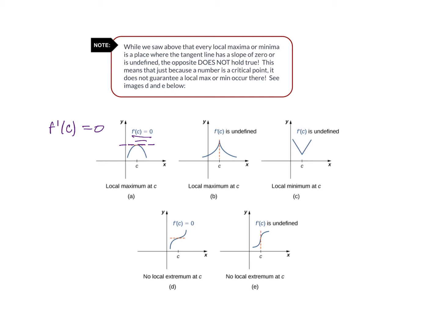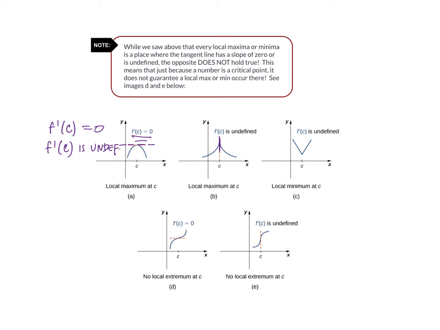In the second scenario, we have another local maximum at C. But in this case, our graph comes to a point, doesn't it? And if it comes to a point, we can't draw our tangent line horizontally. We actually have a tangent line that's vertical. All right. And if a tangent line is vertical, what kind of a slope does it have? It's undefined, isn't it? A vertical line has a slope that's undefined, so we can write f prime of C is undefined. Likewise, with C, we have a local minimum, but again, f prime of C is undefined in that case. Whenever the graph comes to a point, the slope is undefined.